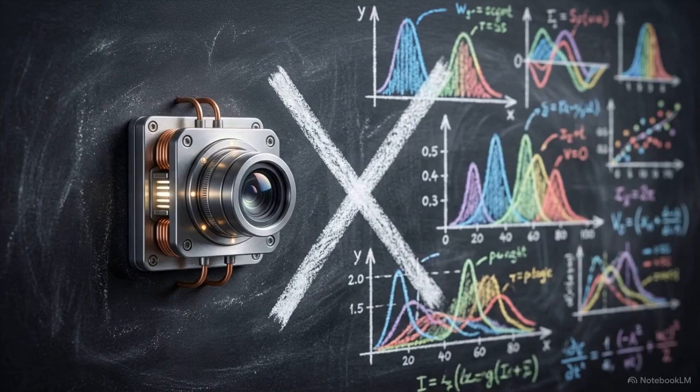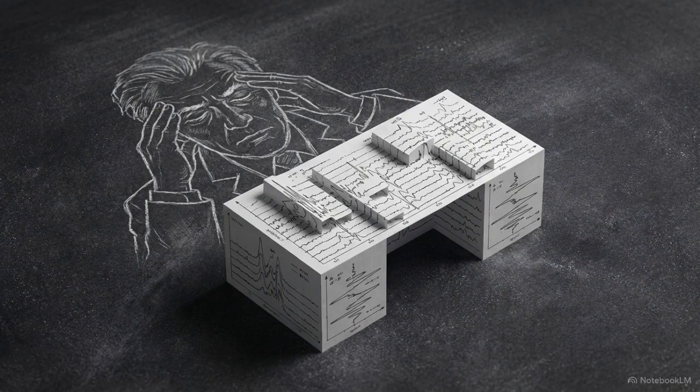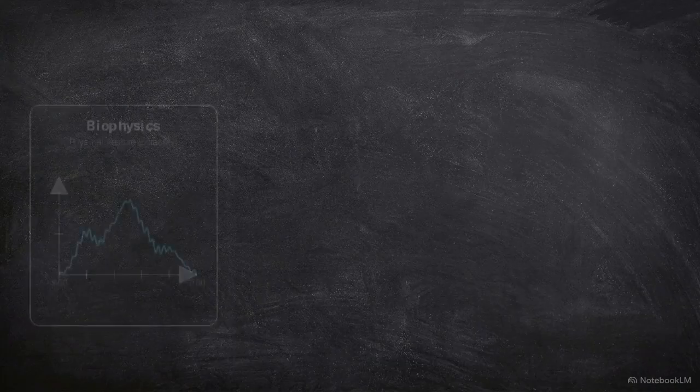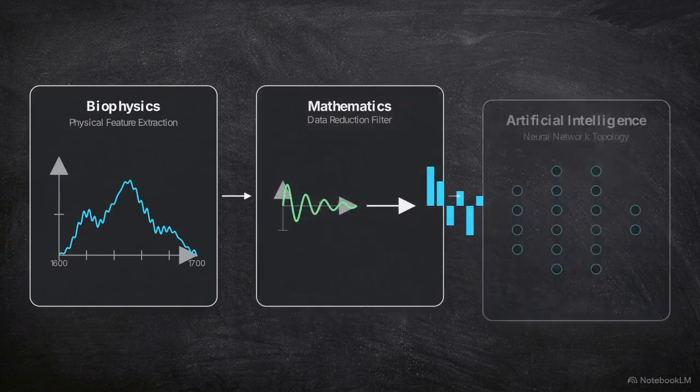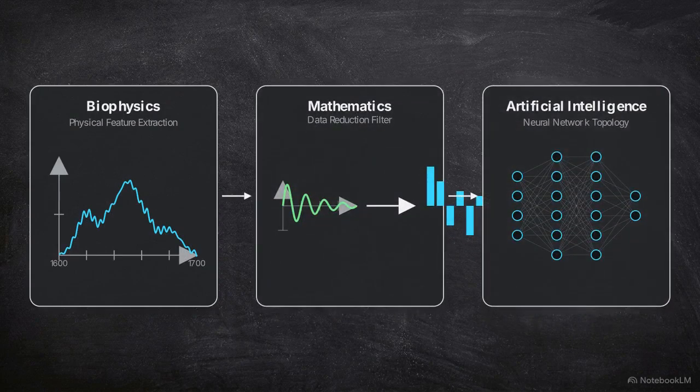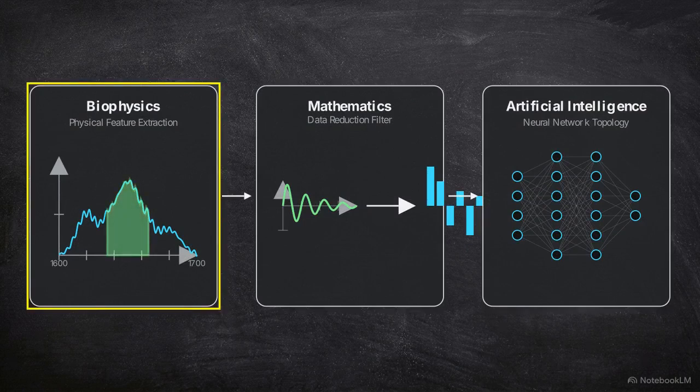The speed of the optical sensor offers no clinical value if we cannot mathematically extract the exact chemical signature of cancer from the surrounding noise. Standard human observation or simple statistical curve fitting fail when confronted with this volume of overlapping spectral points. Solving this requires a custom computational pipeline built at the intersection of three specific disciplines: experimental biophysics, applied mathematics, and artificial intelligence. This diagram outlines the required architecture.